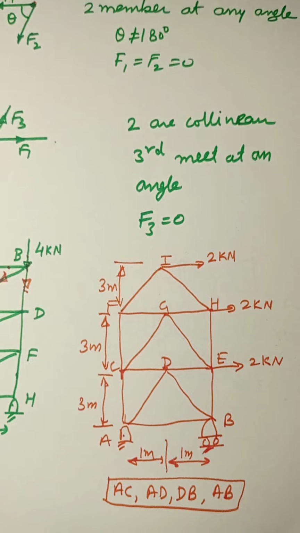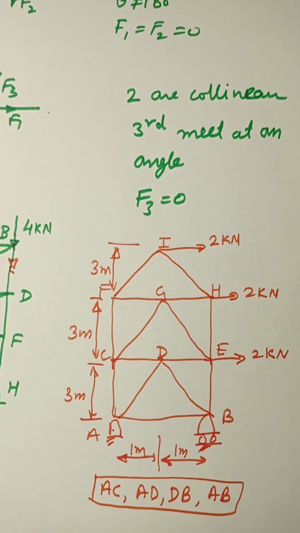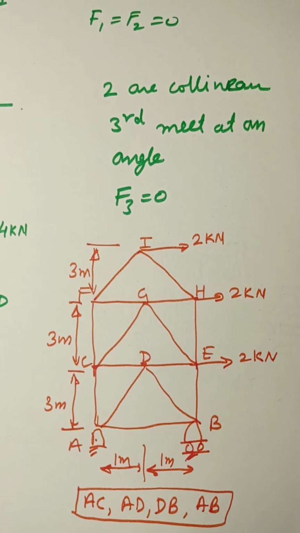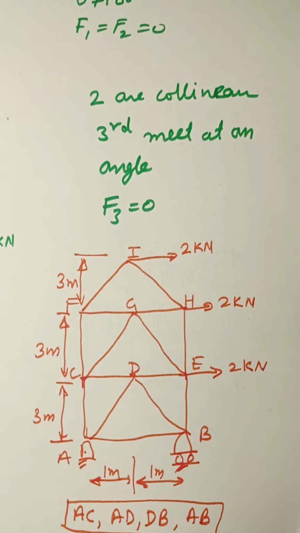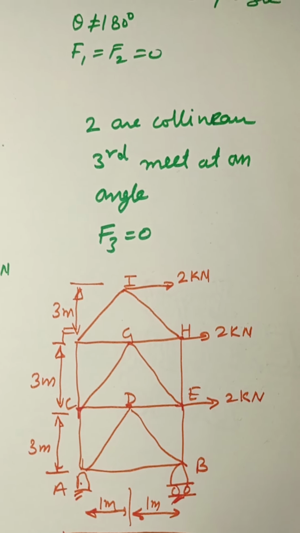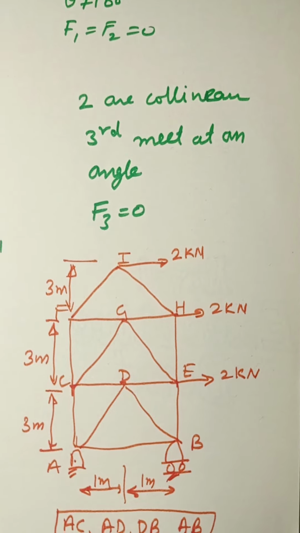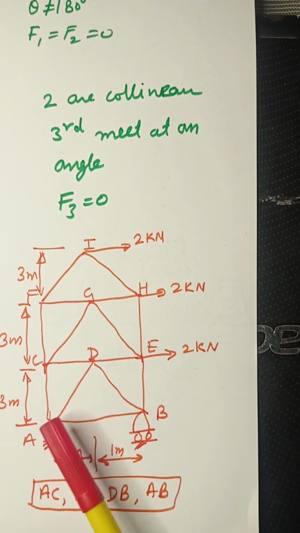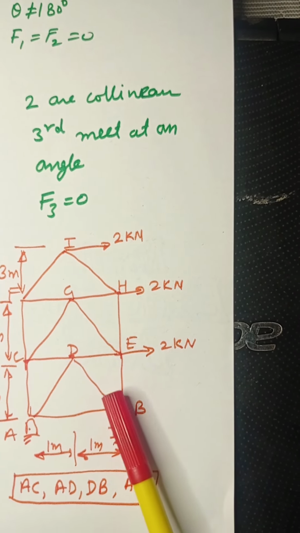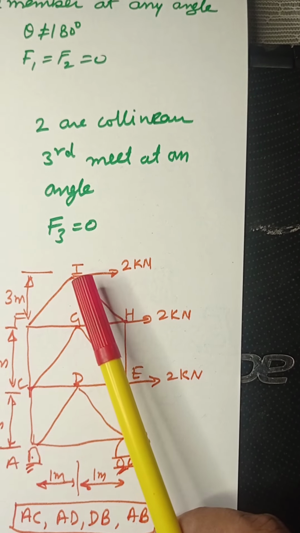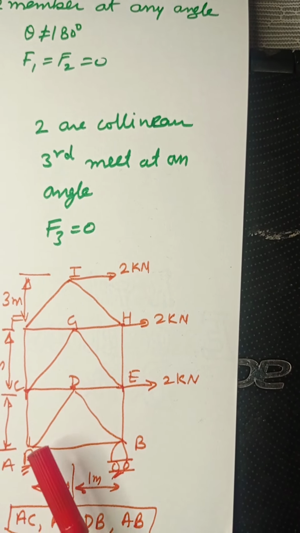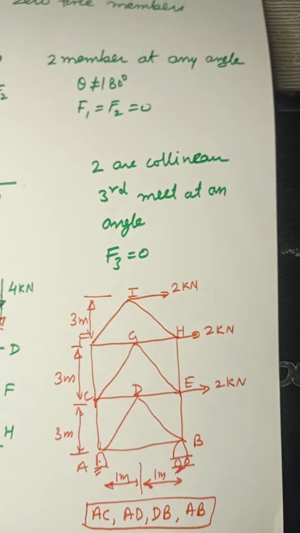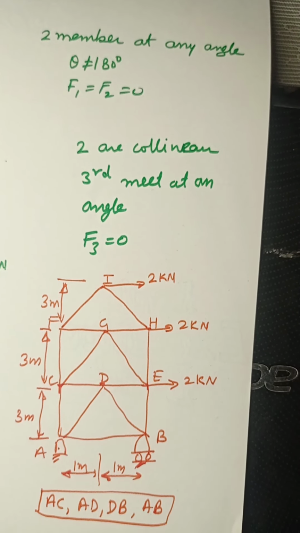In this question, the first step is again to determine the support reactions, because A is hinge and B is roller. Once you have got the support reactions, if you try to implement the method of joints, this is going to be very complex, because you cannot start from joint A or B, as there are three unknowns there. You have to start from joint I, and then move down to these joints to get the unknowns. But if you use the method of sections, you can solve this question within 2 to 3 minutes.